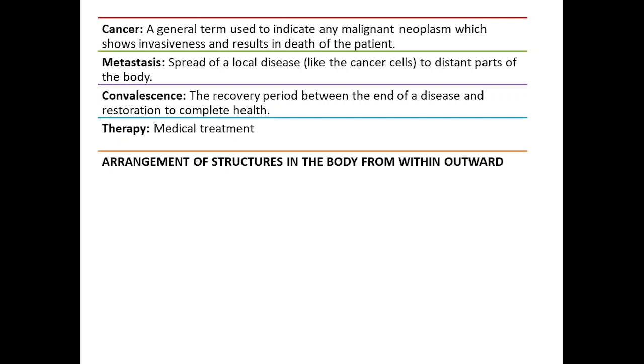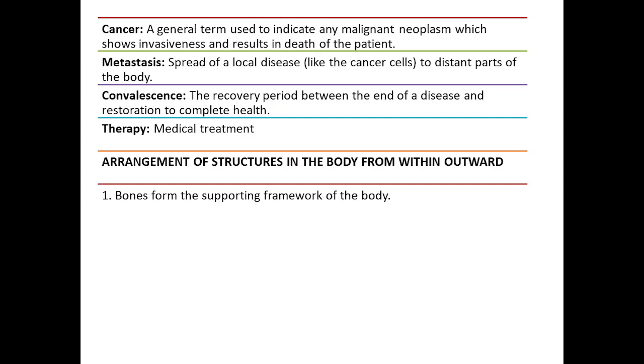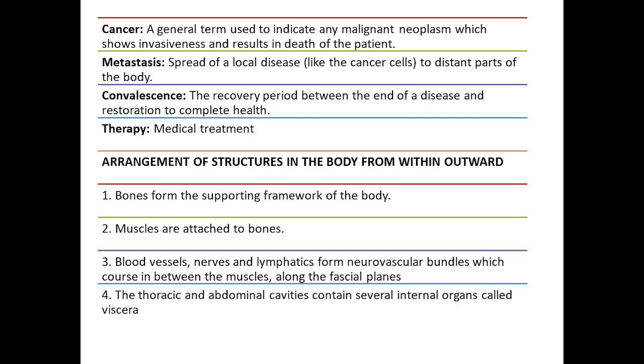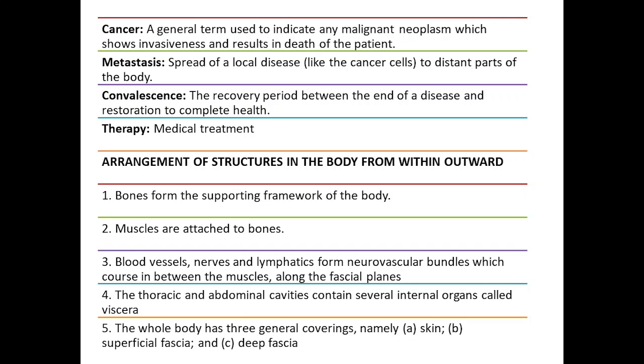Now we have the arrangement of structures in the body from within outward, meaning inside to outside. Bones form the supporting framework of the body, then muscles, then we have blood vessels, nerves and lymphatics, then we have the thoracic and abdominal cavities which contain organs. And the whole body has three general coverings: skin, superficial fascia, and deep fascia.